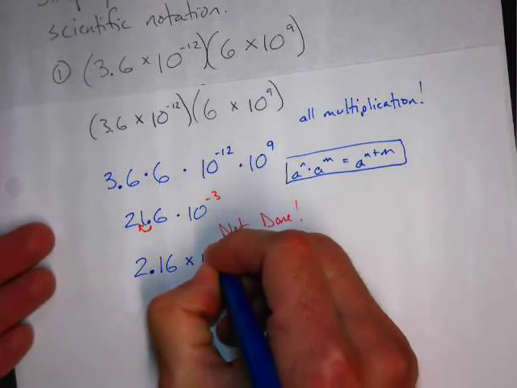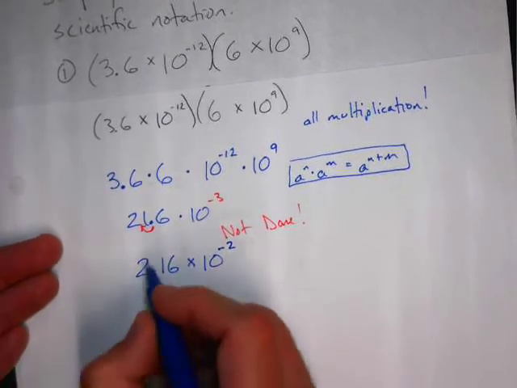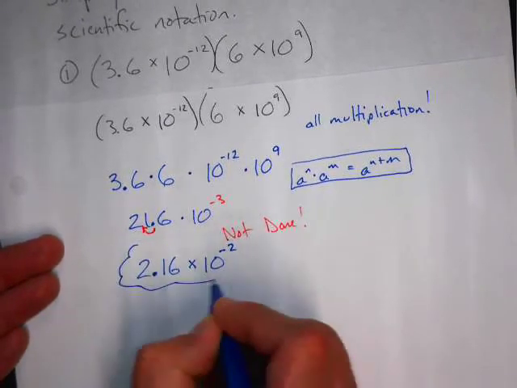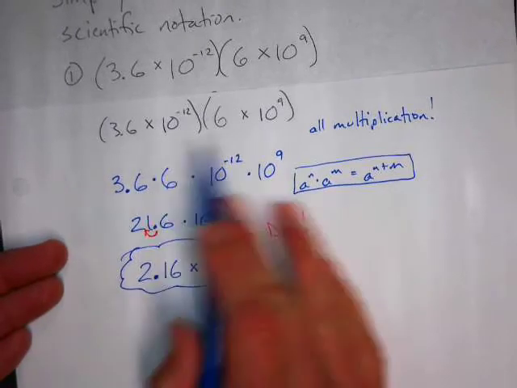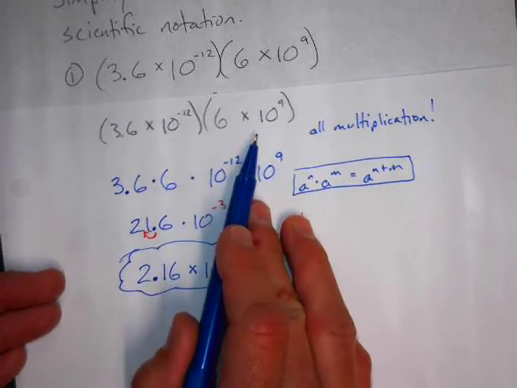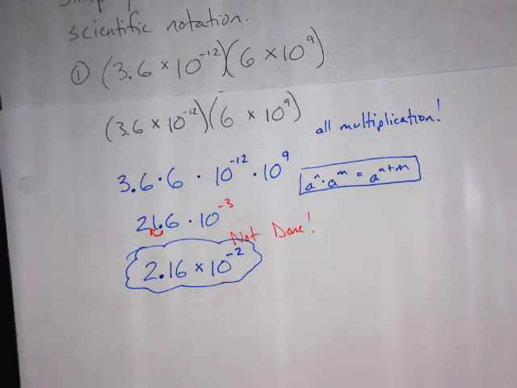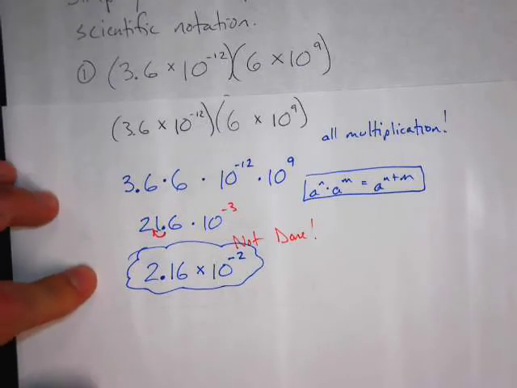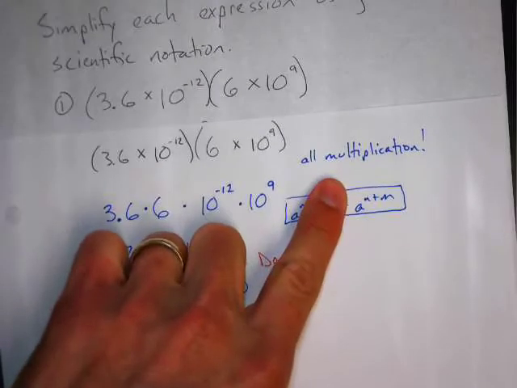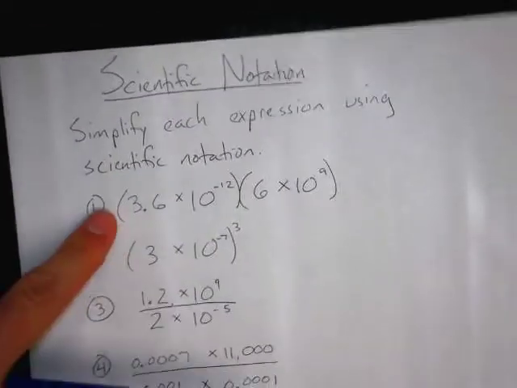Either way, you're going to have 2.16 times 10 to the negative 2 power. It's growing by 1. So when I simplify this expression, a very, very small number times a somewhat big number is still going to give you a relatively small number, because it's still less than 1. So that's how we'd work that. If it's all multiplication, use the commutative property and the laws of exponents, and then make sure we're writing it in scientific notation. And that's how we would handle that first expression.